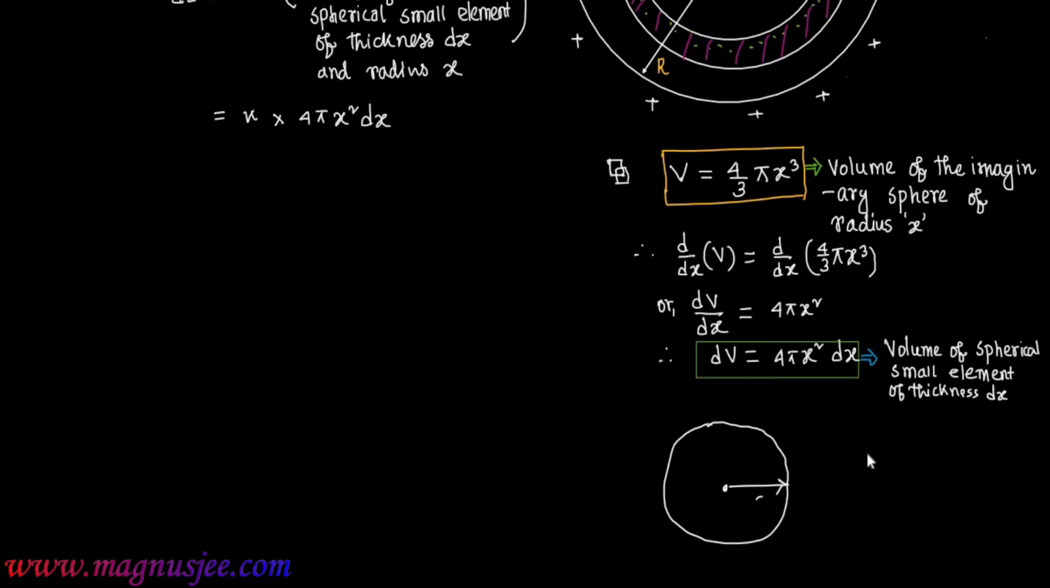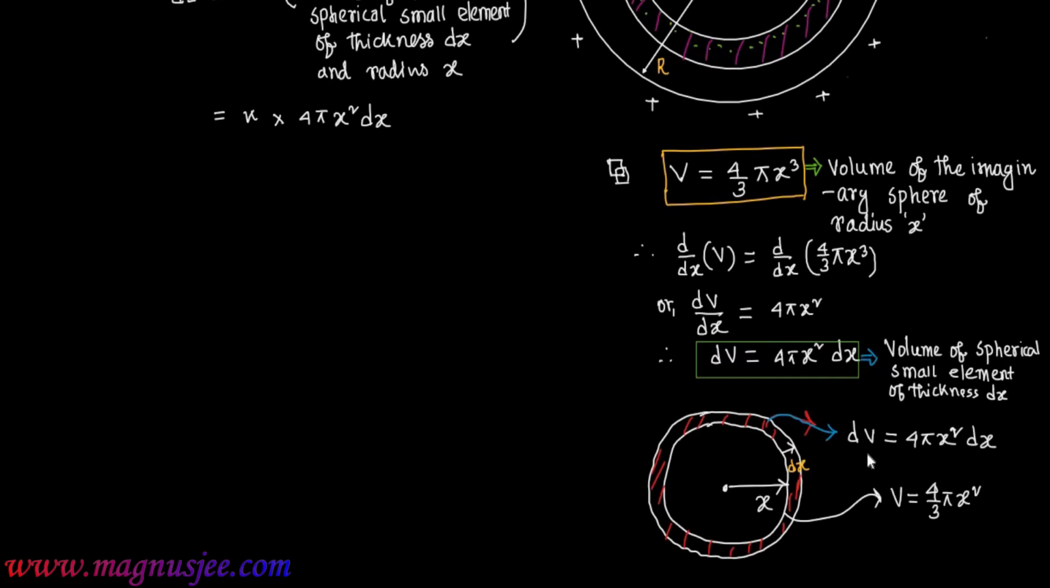This is an imaginary sphere of radius x, which has the volume V equal to 4/3 pi x cubed. Now we consider a small element of thickness dx of this sphere. This small spherical element has the volume dV equal to 4 pi x squared dx, which is the volume of the spherical element of thickness dx.